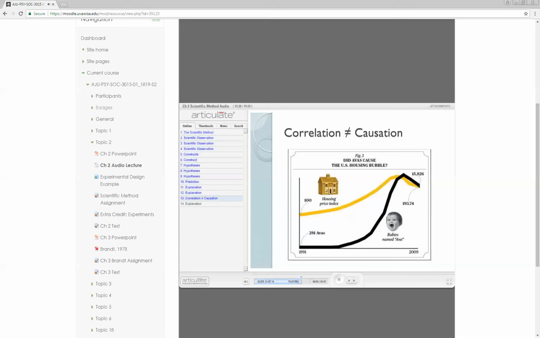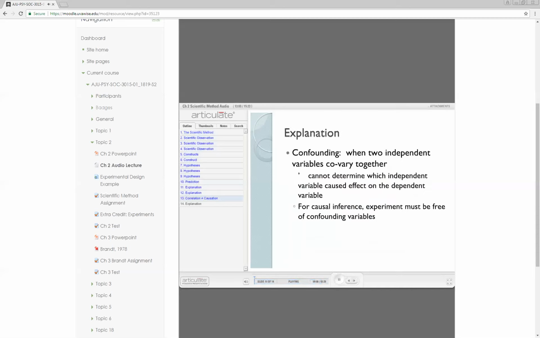So with this correlation, we need to ask the question, did the babies named Ava cause the housing bubble? I think the logical answer is no. And it just really highlights how it's important to remember that correlation does not necessarily mean that one thing caused another. Likewise, we can't say with certainty that the housing price index caused parents to name their babies Ava. It's possible that something altogether different caused both of these factors.